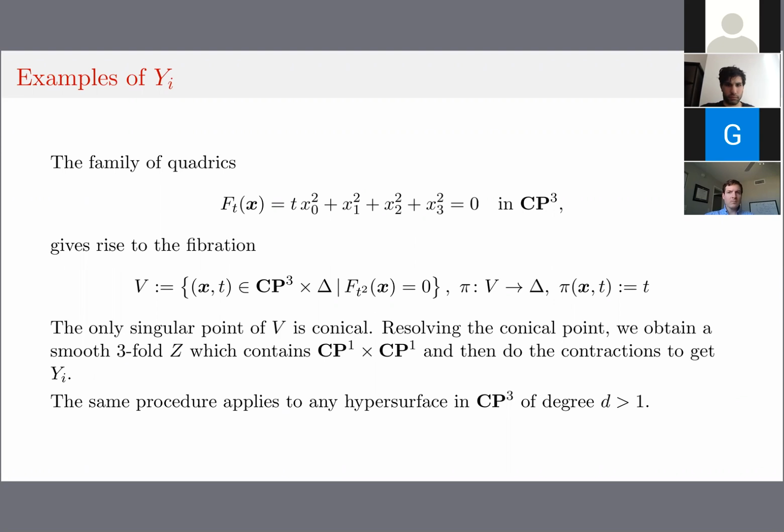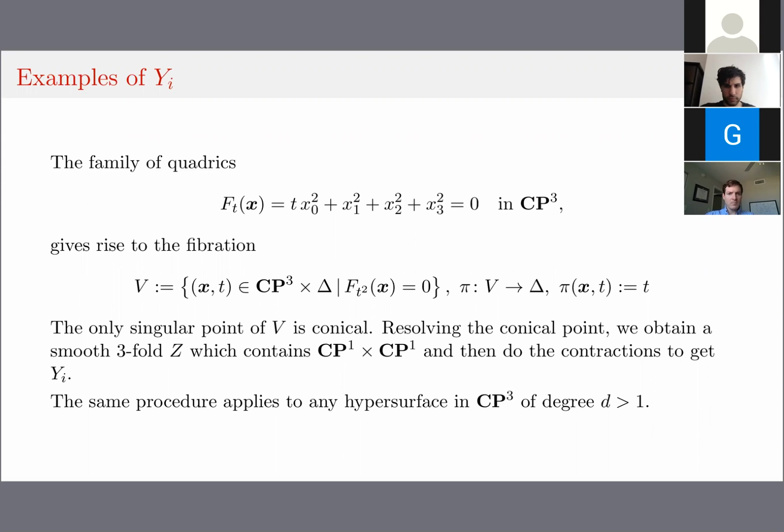And you can resolve this quadratic singularity. When you resolve a quadratic singularity in 3 dimensions, the exceptional divisor is CP1 times CP1. The exceptional divisor must be a quadric, and this quadric comes with 2 rulings. You can contract either of them, and it gives you 2 smooth threefolds, which are now smooth fibrations.